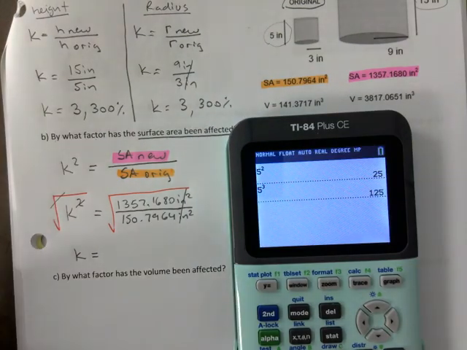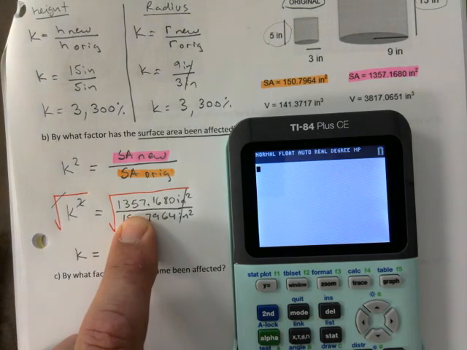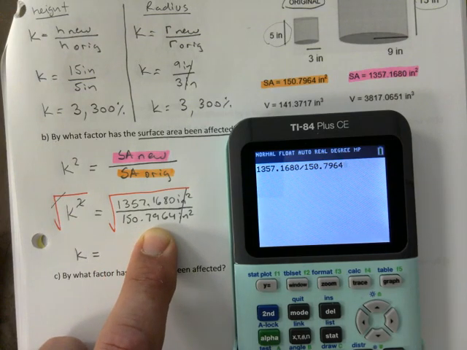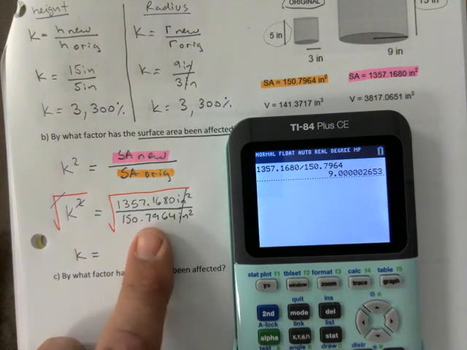Grab your calculator. I'll show you how to type that in correctly. Okay, so 1357.1680 divided by 150.7964. I like to do this separately. You hit enter. It's almost exactly 9, but you can use all decimals, right?